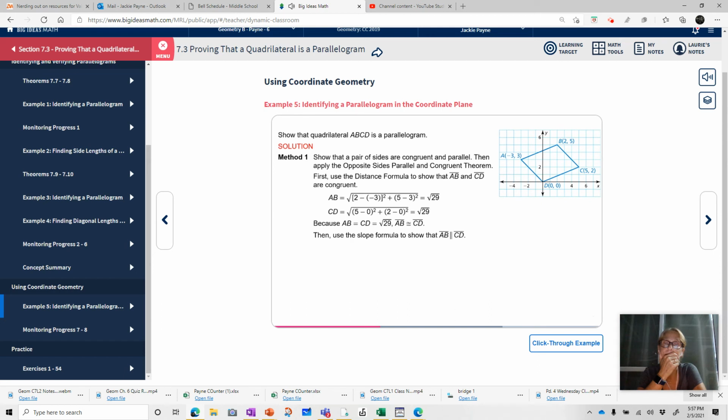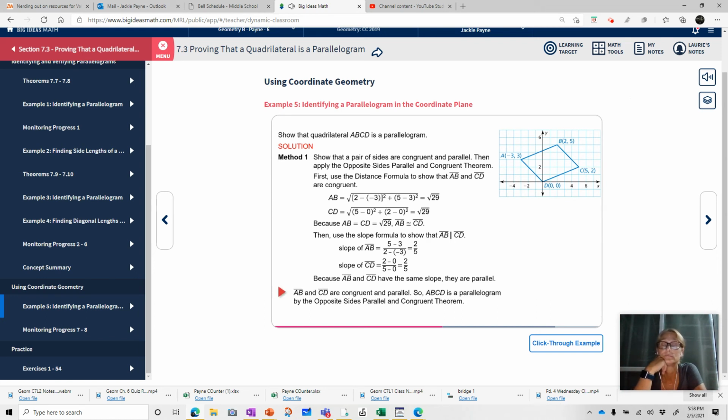Then use the slope formula to show that segment AB is parallel to segment CD. The slope of segment AB is equal to the quantity 5 minus 3 divided by the quantity 2 minus negative 3, which equals 2/5. The slope of segment CD is equal to the quantity 2 minus 0 divided by the quantity 5 minus 0, which equals 2/5. Because segment AB and segment CD have the same slope, they are parallel. Segment AB and segment CD are congruent and parallel. So, ABCD is a parallelogram by the opposite sides parallel and congruent theorem.